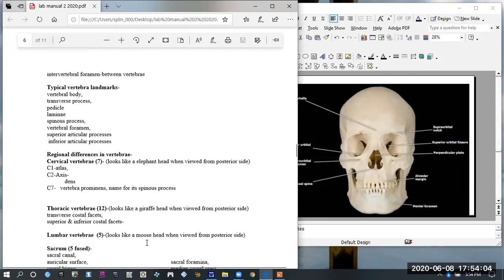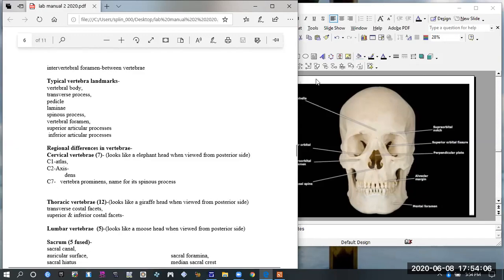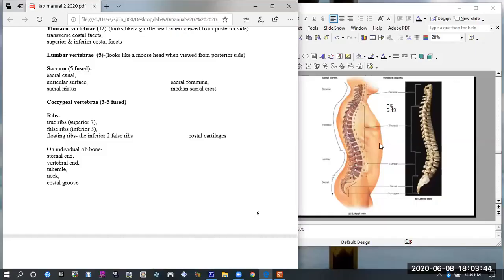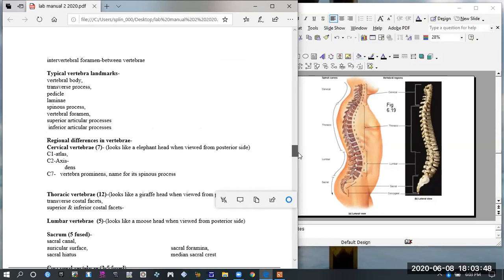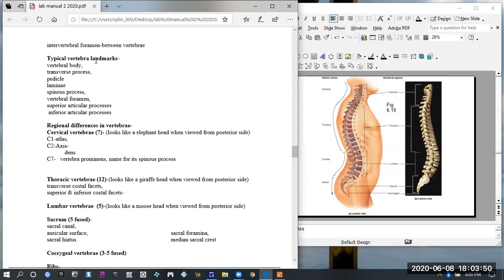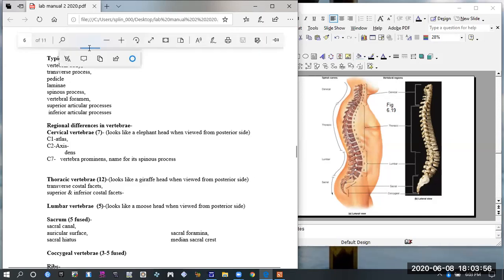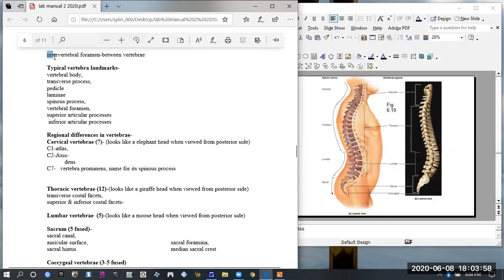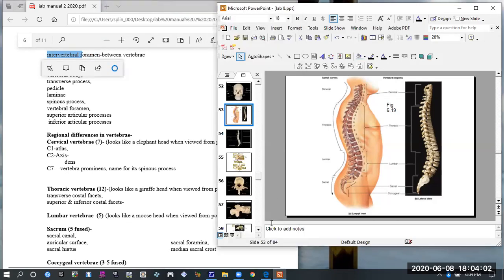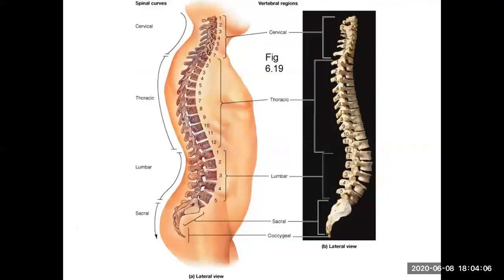So now we're moving into the area of the vertebrae. We're on to page 6 here. Moving into the vertebrae. And we have the first term, intervertebral foramen, so we know it's a hole. Inter, the prefix meaning between. So between adjacent vertebrae, there's a hole. And we see that here on the lateral side of the vertebrae.